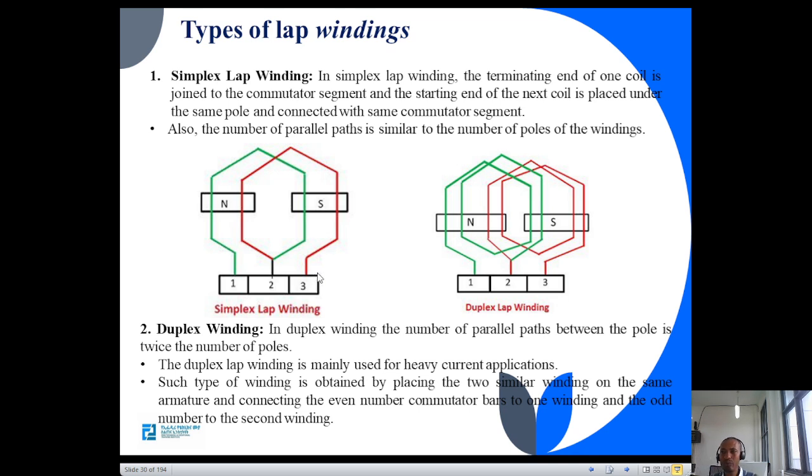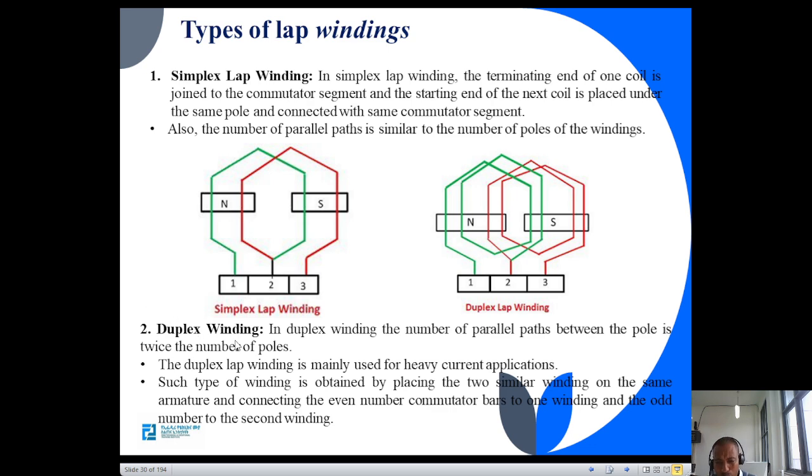So that's why we say that the terminating end of one coil is joined to the commutator segment, and the starting end of the next coil is placed under the same pole. So this is under the same pole. This is the first coil, this is the second coil. They are connected one next to each other. They are laying under the same pole.